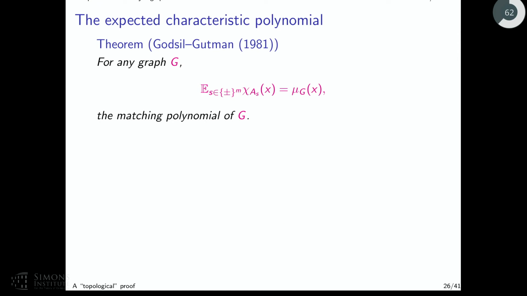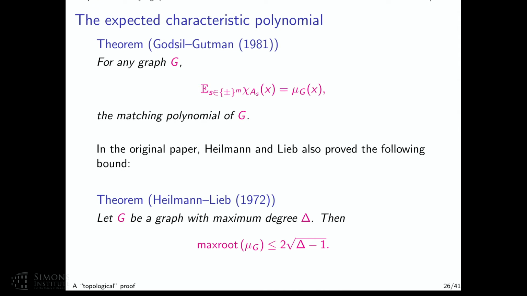And fortunately for us, this has already been done. First of all, the expected characteristic polynomial has already been computed. It turns out that if you take the expectation over all of the possible signings, you get the matching polynomial of G. This was something that Will also mentioned in his extensions.